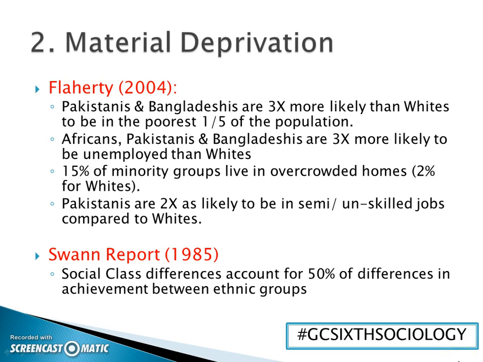Some research that was carried out by Flaherty in 2004 highlights differences in material deprivation, and this is used to highlight that it's a social class thing rather than an ethnicity thing that is to blame. One report in 1985 said that social class differences accounted for 50% of the differences in achievement between ethnic groups. So there's a strong focus from the material deprivation side that it's a class thing rather than an ethnicity thing.